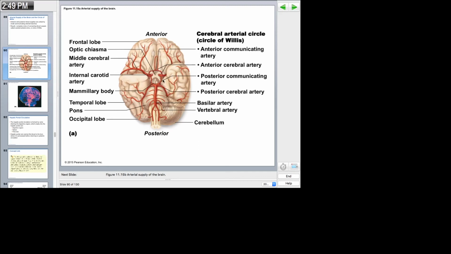Mostly I want you to focus on the circle of Willis here, okay? Basilar artery, your internal carotid artery turning into your middle cerebral artery. Here are your posterior cerebral arteries supplying the cerebrum, and the basilar artery supplying the cerebellum and the brainstem.